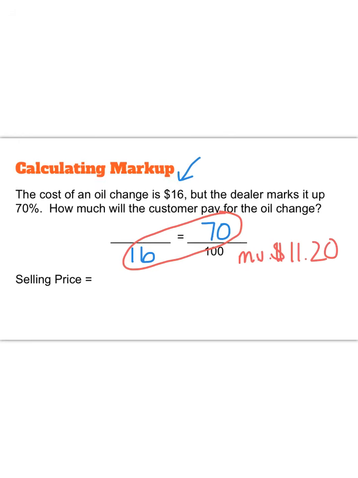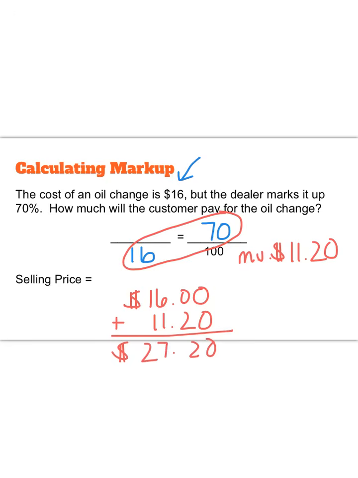$11.20. So let's think through the selling price. If it costs the company $16 for materials and labor, they're going to add to that their markup. It looks like the customer is going to get charged $27.20.